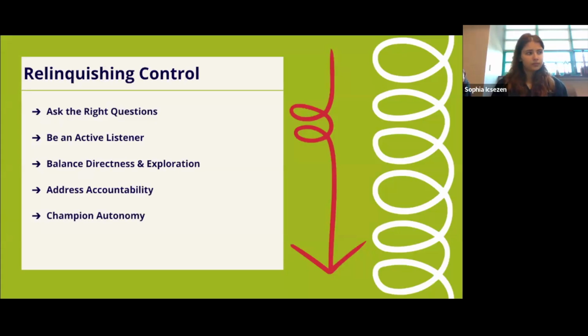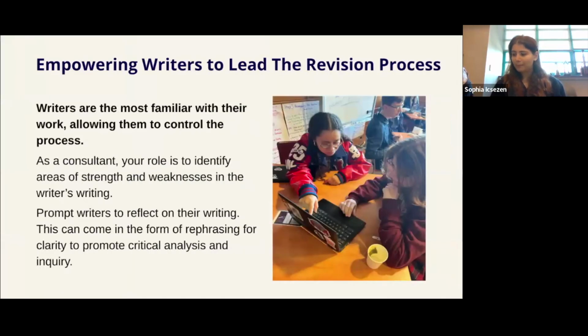If every session ends with the writer depending on us to clarify their ideas, we haven't fully helped them. But if they leave with a clear sense of how to identify and solve problems on their own, everyone wins. When we relinquish control and empower writers to take charge of their own revisions, we expedite their ability to think, communicate, and revise beyond a single session.